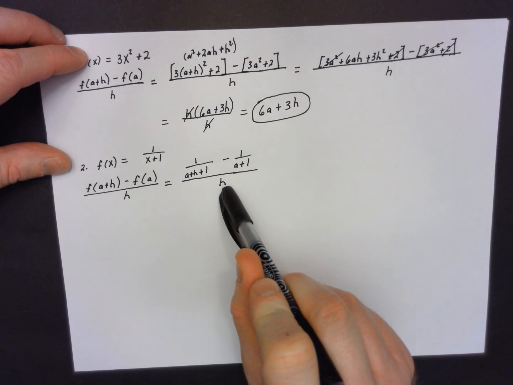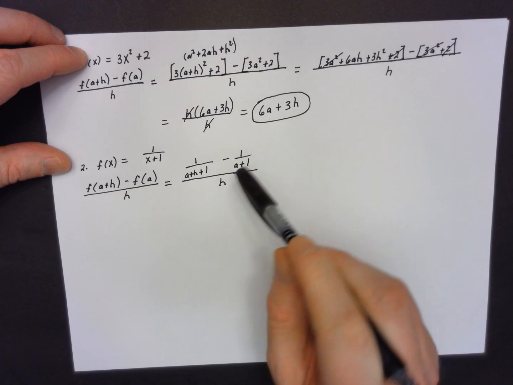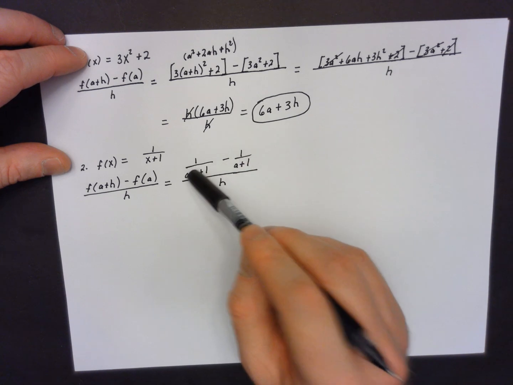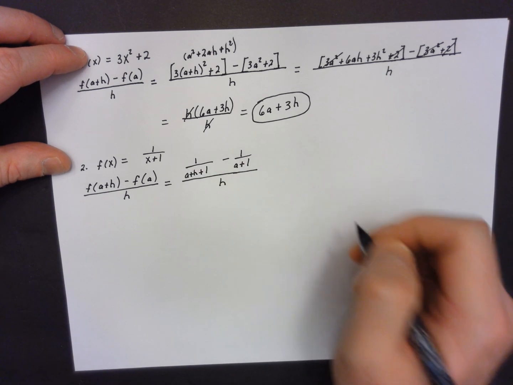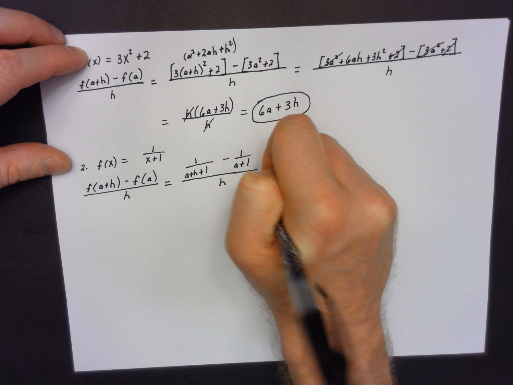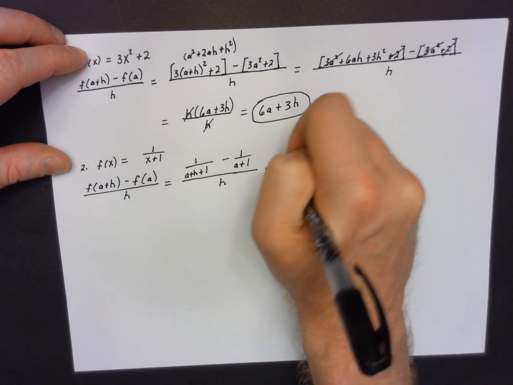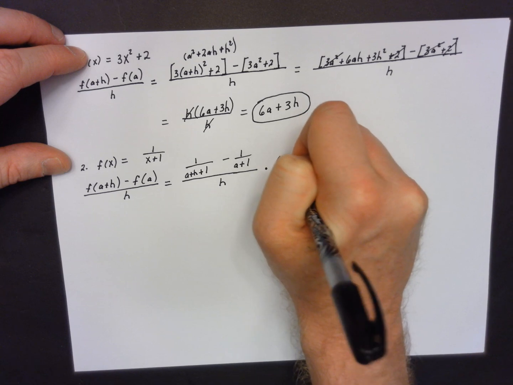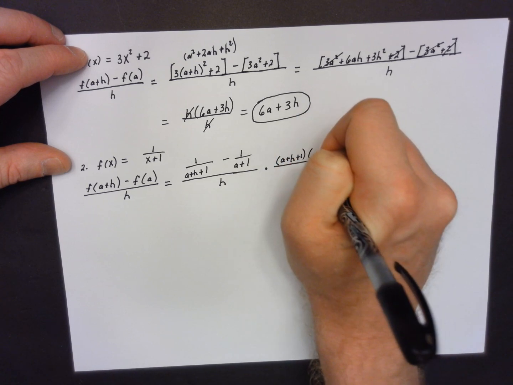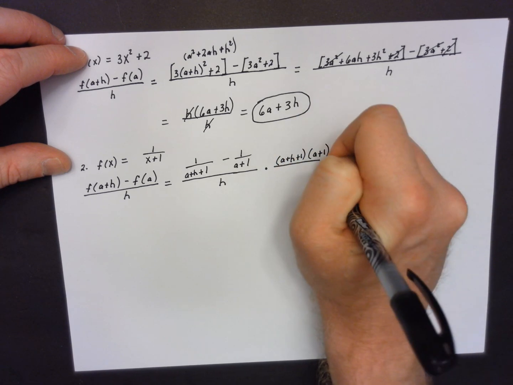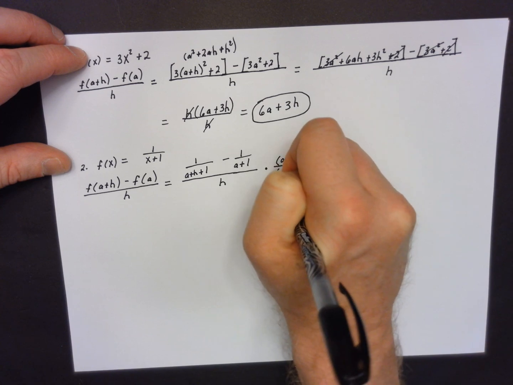Now you should automatically say, oh, you have a compound fraction, fractions within a fraction. There is no question what the next step needs to be. You need to get rid of the fractions in the fraction. So I'll multiply by a plus h plus 1. And I'll multiply by the factor of a plus 1. We have to multiply by those factors in both the numerator and denominator.